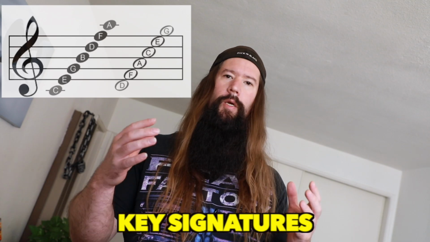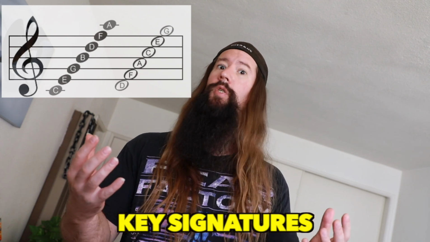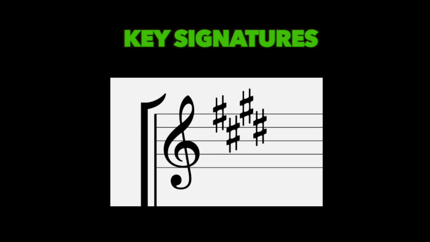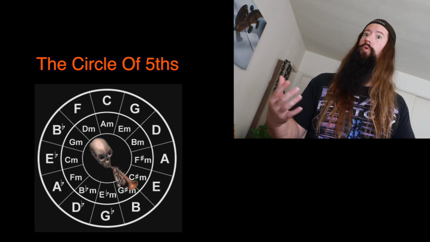Now, once you have a basic understanding of how to read the notes on the staff, it's time to check out key signatures. A key signature tells you what notes are in each key, which is important, otherwise you end up sounding like shit. There are 12 keys in all, and the best way to visualize this is with the circle of fifths, or as I like to call it, the circle of death.